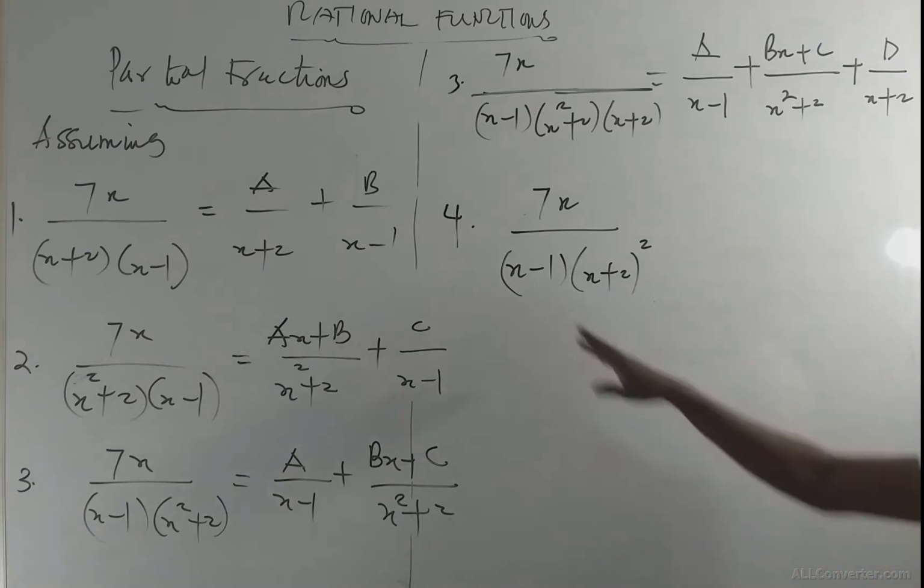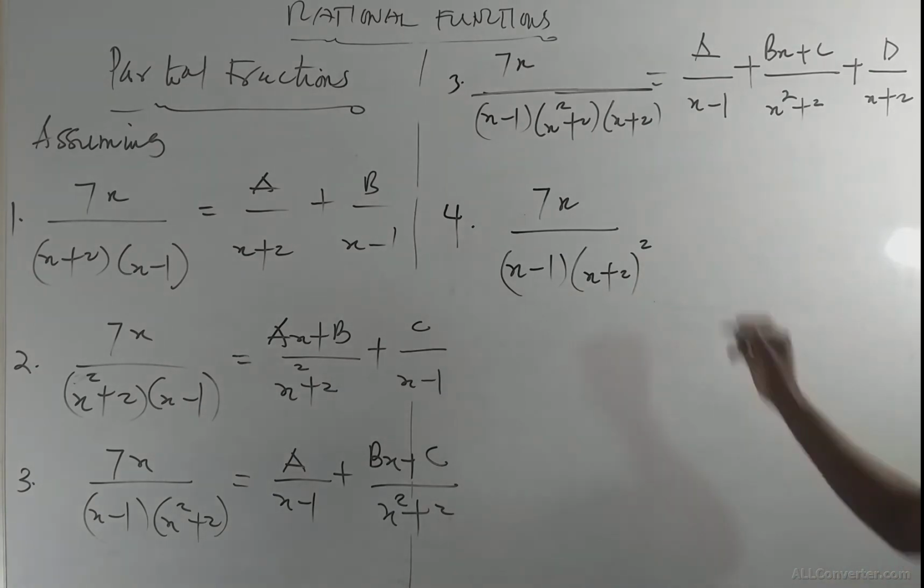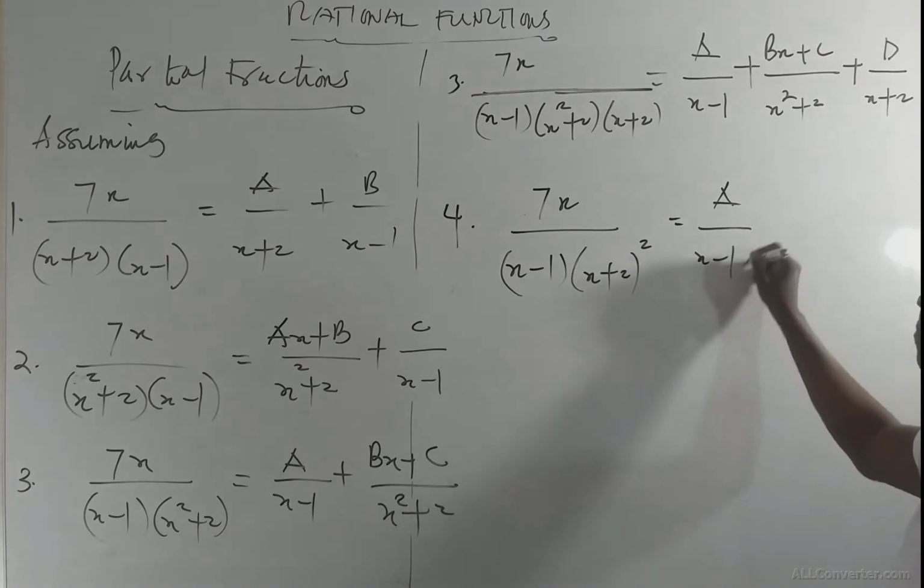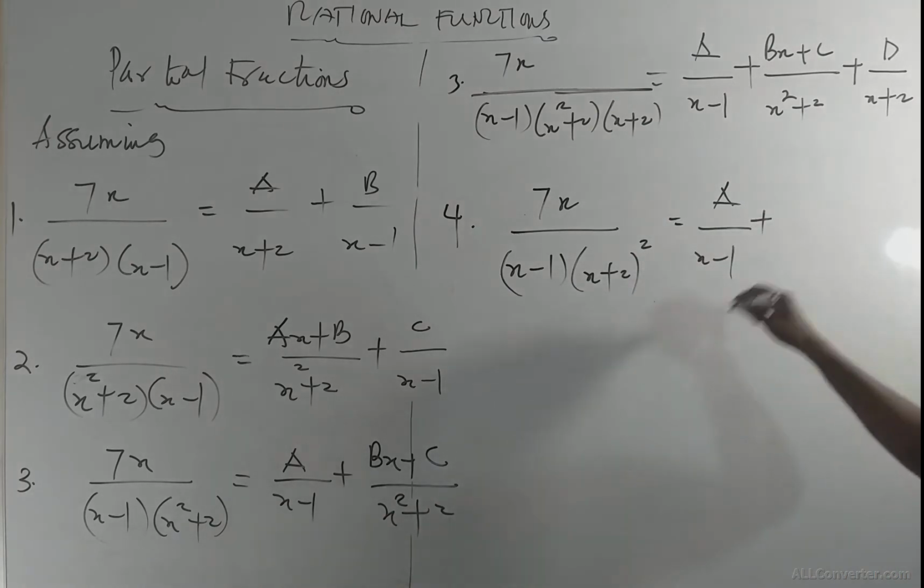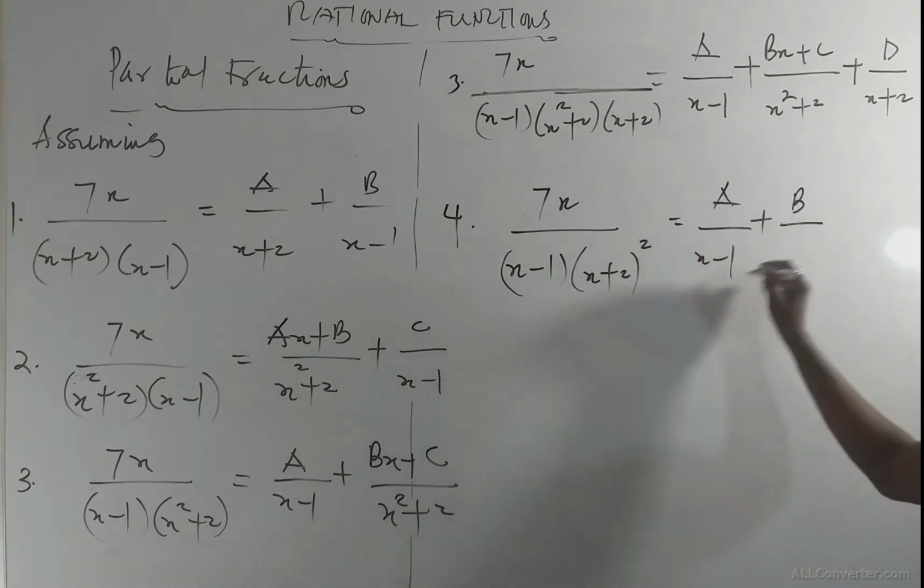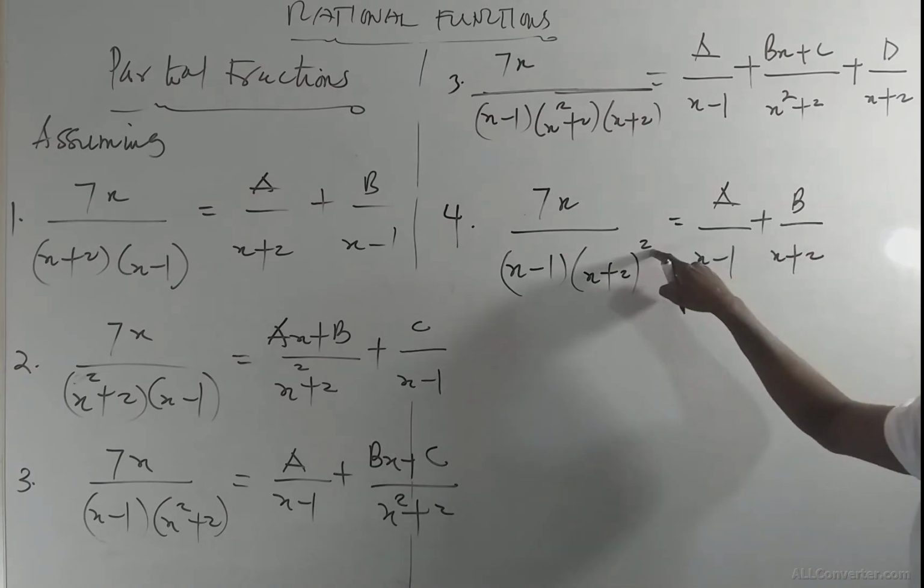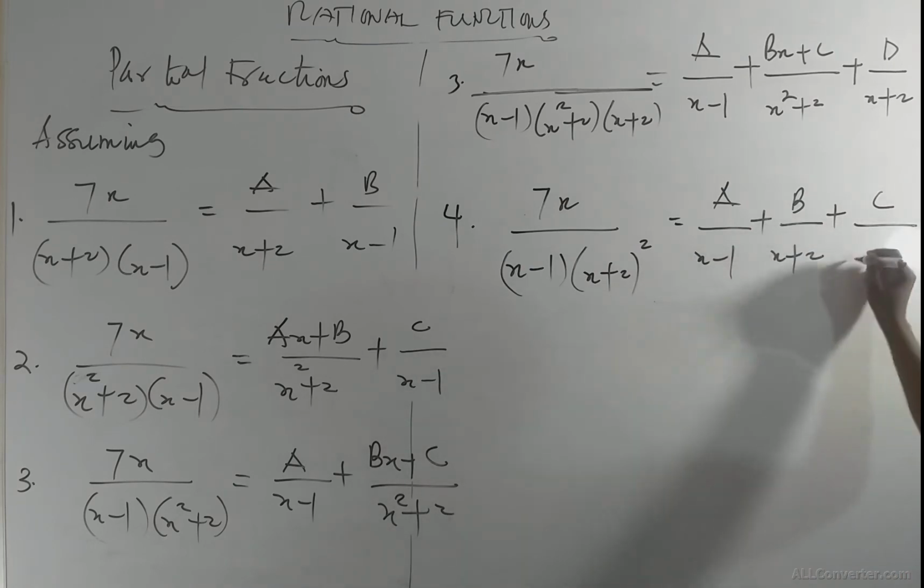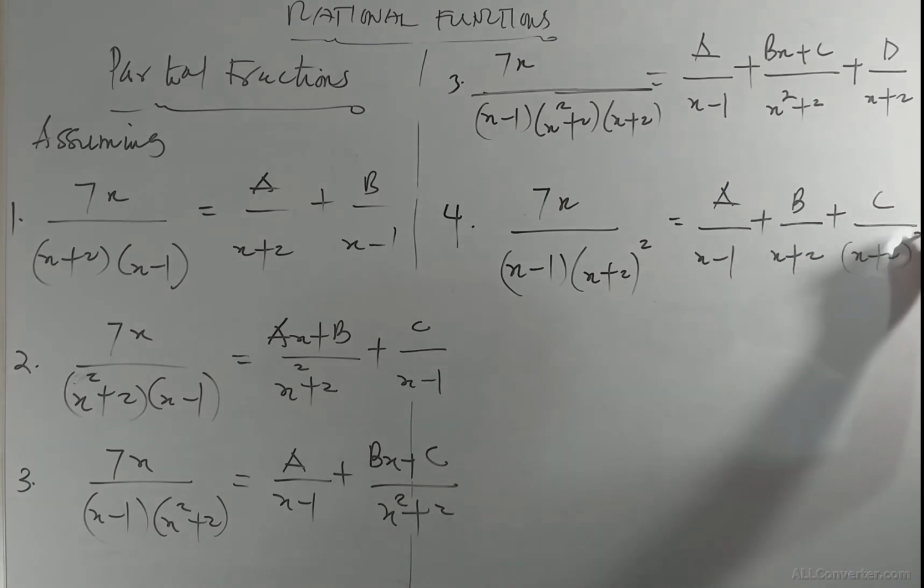It's a repeated factor. This is linear, but this one is a repeated factor. So the linear will be a over the linear factor x minus 1. But this is the repeated. So this will be b over what we have in the bracket, x plus 2 without the exponent 2. Take note of that. Then plus c over the whole expression, that is x plus 2 with the exponent 2.